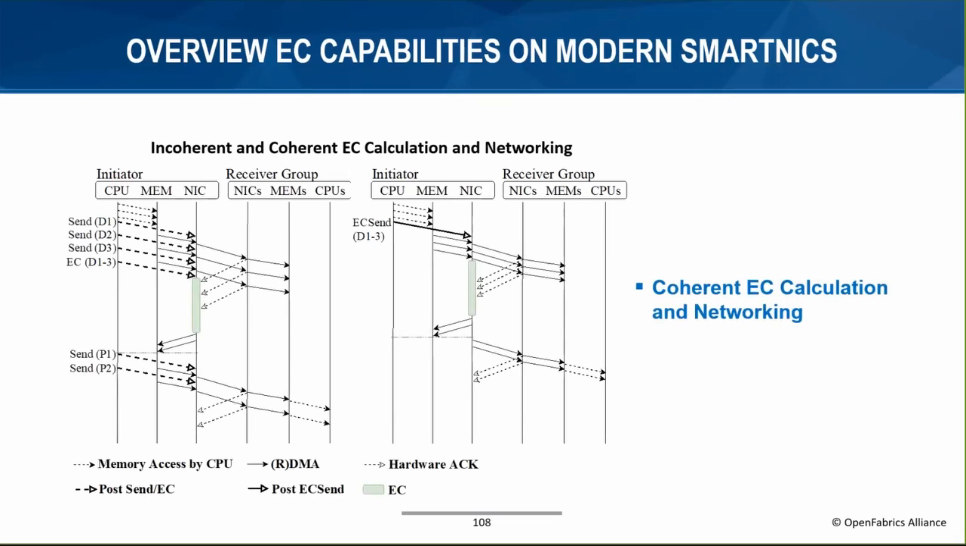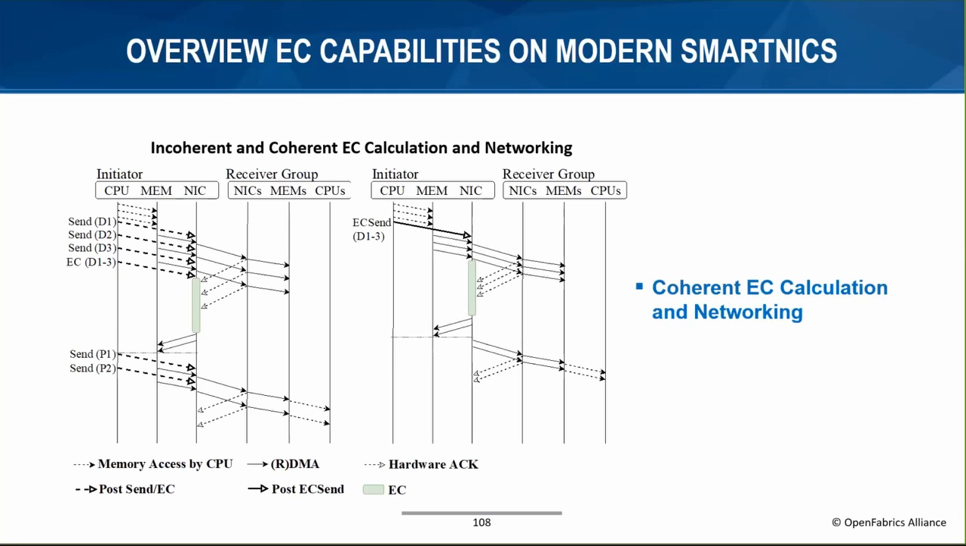This figure shows the state-of-the-art EC offload capabilities on modern SmartNICs, and broadly they can be classified into two classes. One we call incoherent EC calculation and networking, and the other is called coherent EC calculation and networking. As illustrated by the left-hand figure, this is incoherent EC calculation and networking: the initiator has to post send and post EC operations multiple times.